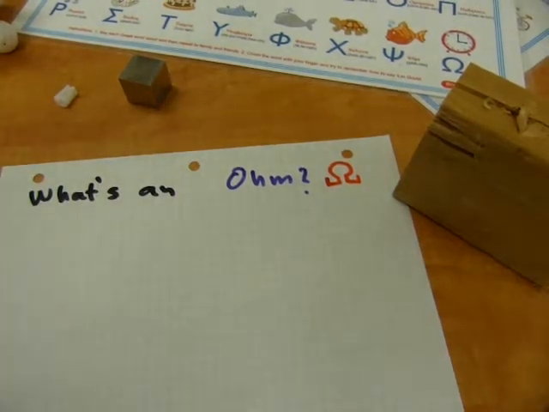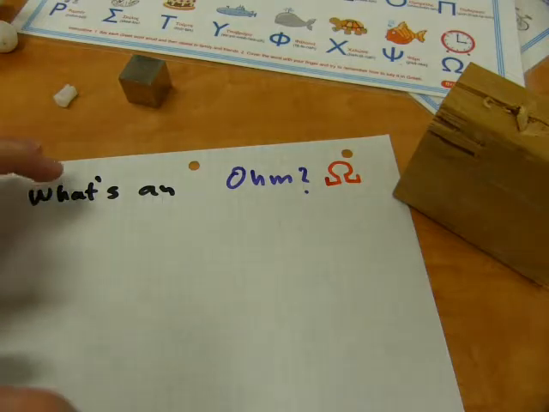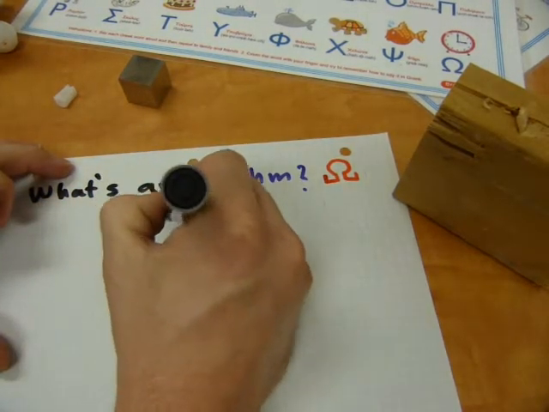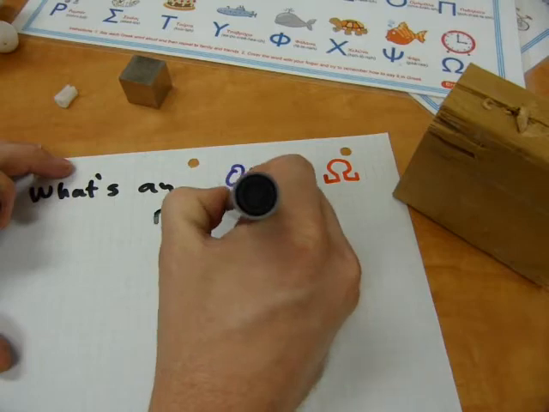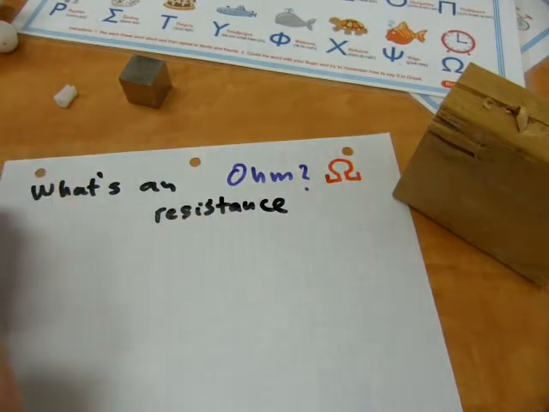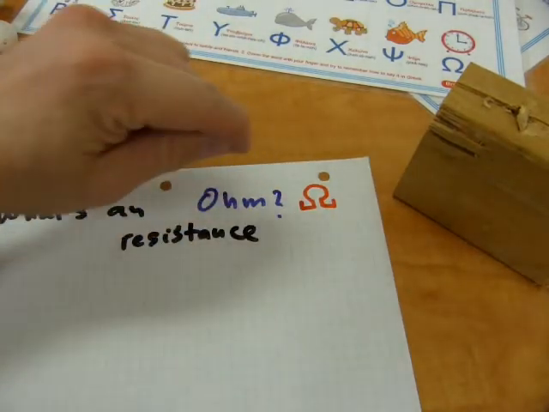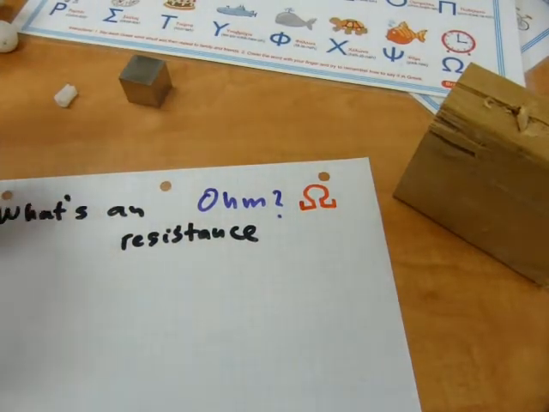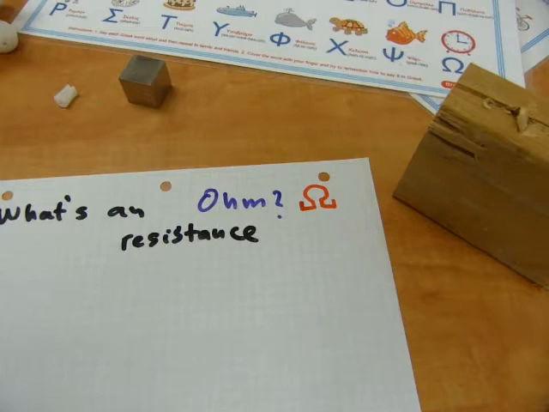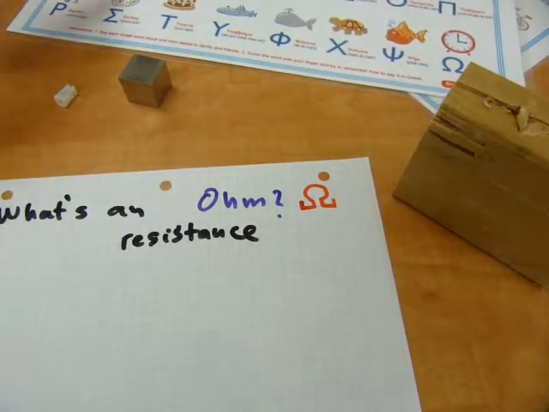An ohm is a unit of electrical resistance. What you're measuring is resistance. I'm going to write that word here. You're measuring resistance in ohms. And what that funny looking space alien is doing there is that's the symbol for the unit of measurement.